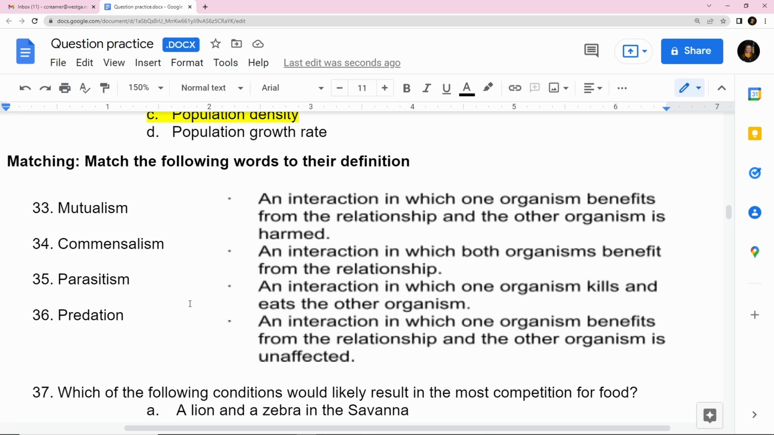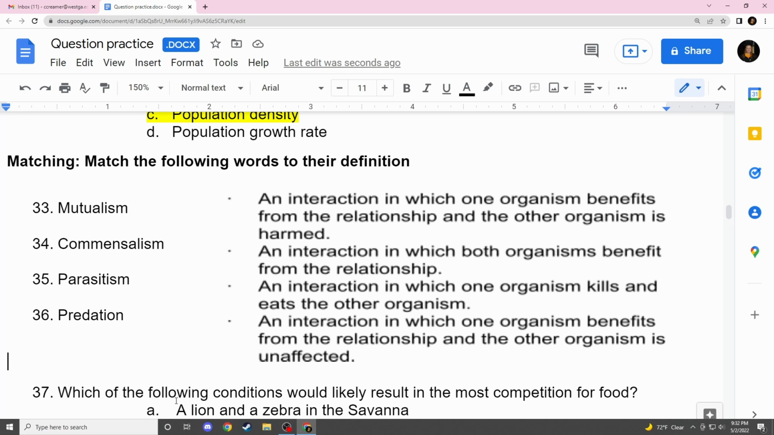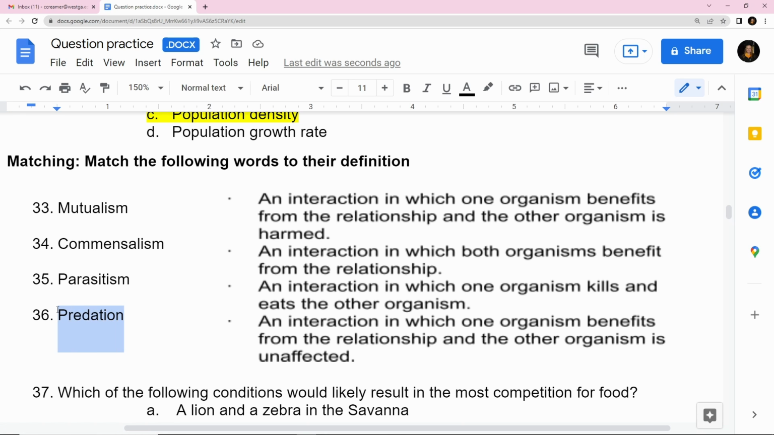Next definition: an interaction in which one organism kills and eats the other organism. Answer: predation. And last definition: an interaction in which one organism benefits from the relationship and the other organism is unaffected. Answer: commensalism.